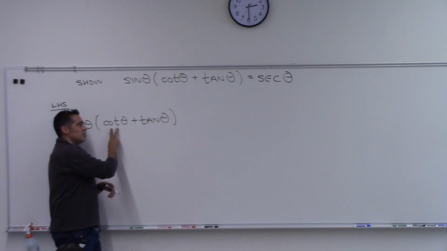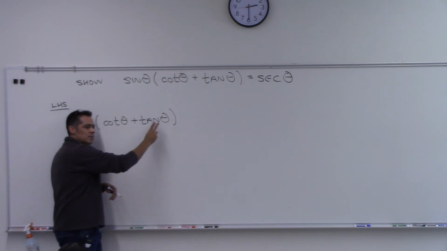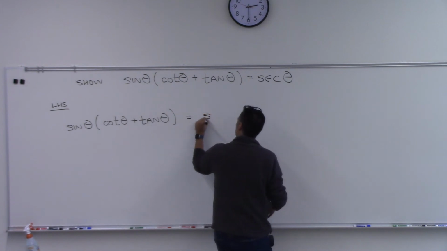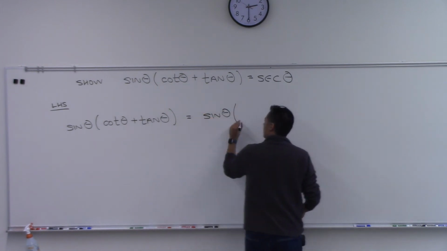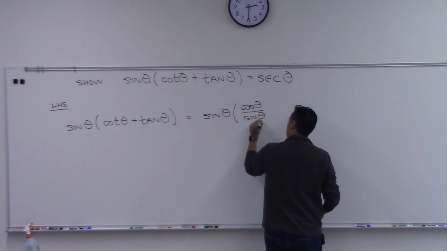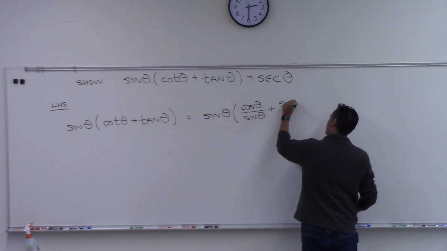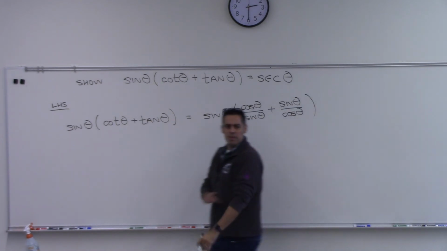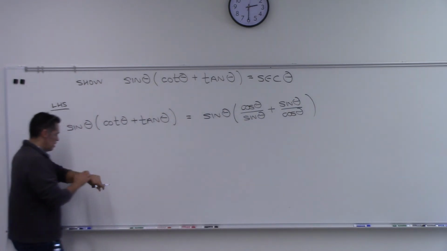Turn cotangent into cosine over sine. Turn this one into sine over cosine. Okay, so I'll write that down. I agree that this is equal to sine theta, parenthesis, cosine theta over sine theta, plus sine theta over cosine theta. Any questions? That's just me rewriting what cotangent and tangent are.